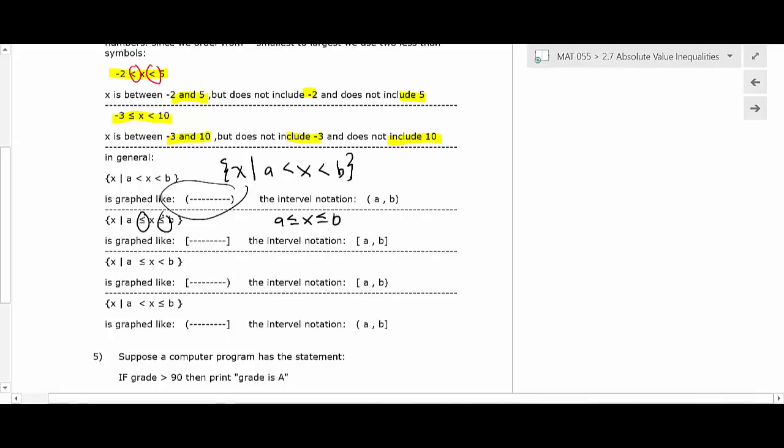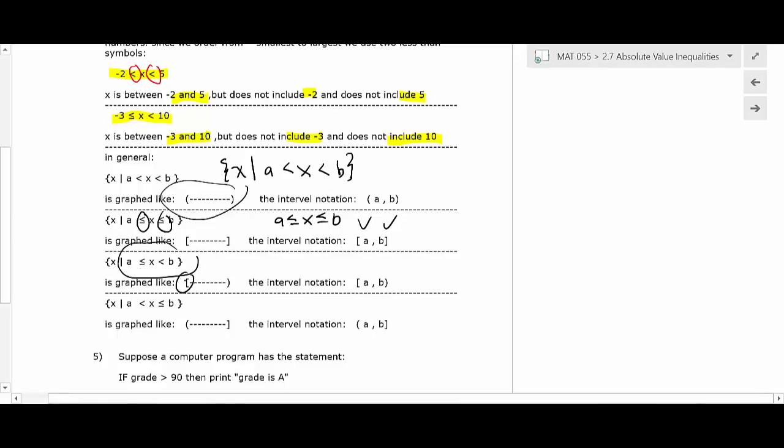Because they both have equal to bars, right? That's why. Okay, so that's how that goes. Then the interval notation is going to have brackets on both. You don't have any infinities in these in-between inequalities. They're in the middle. Okay, this one is going to be in the middle of A and B.